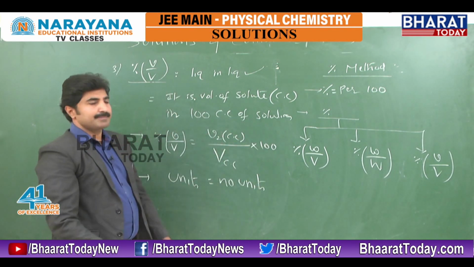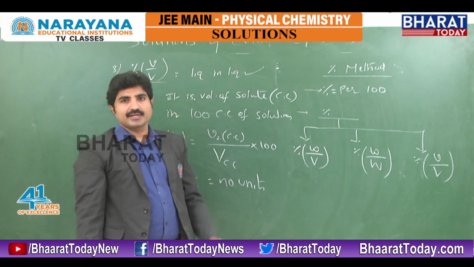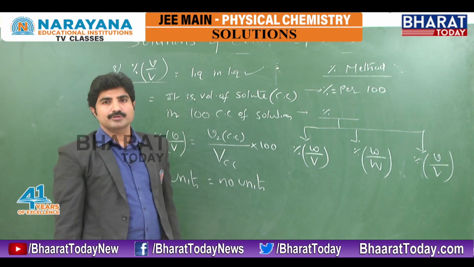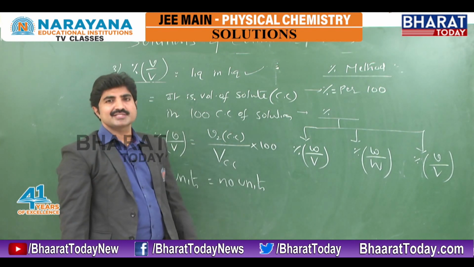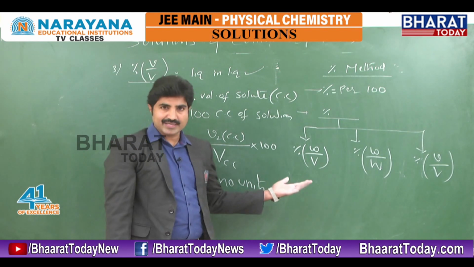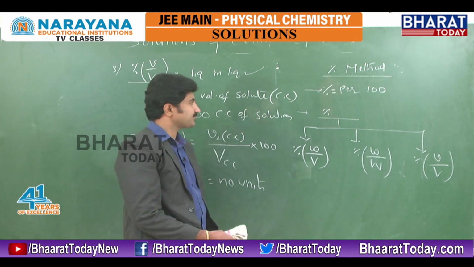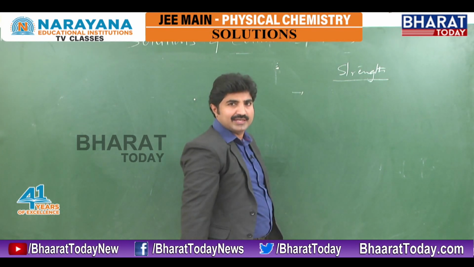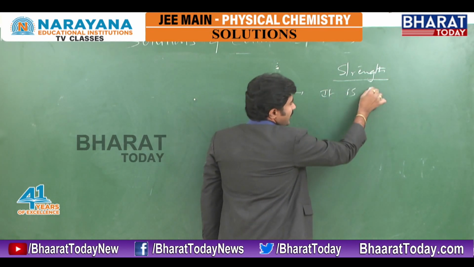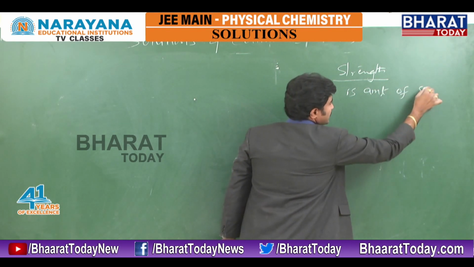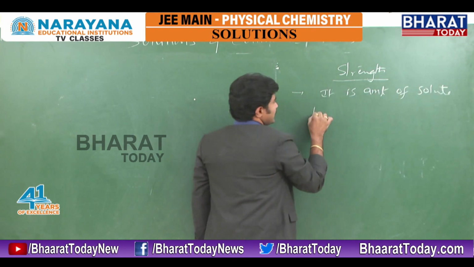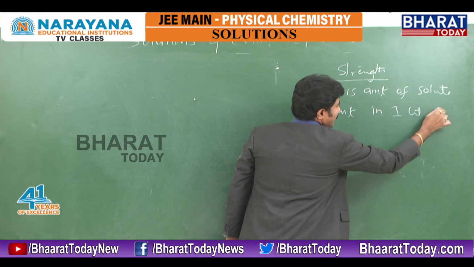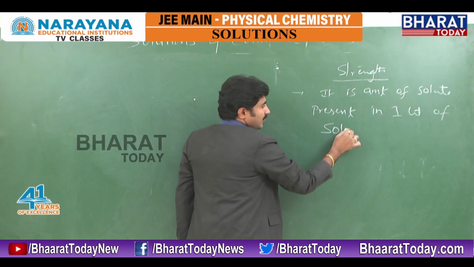Okay, these are the different percentage methods. Especially these are used to express how much quantity or volume of solute is present in only 100 cc or 100 grams. Okay, see the next concentration method, strength. Strength is the amount of solute present in 1 liter of the solution.